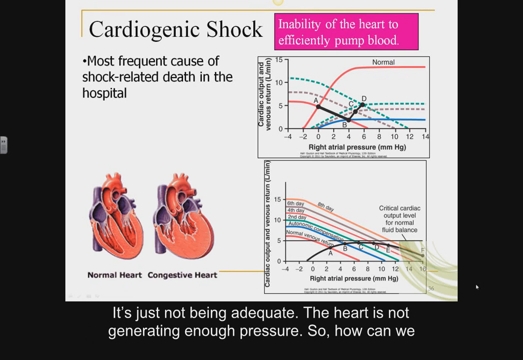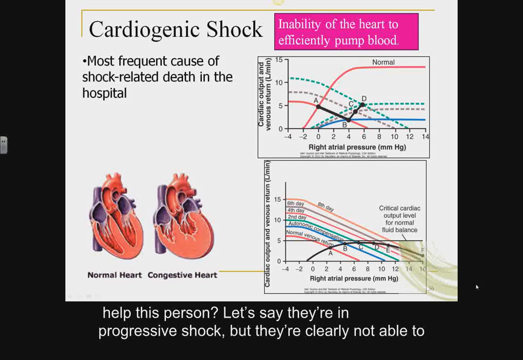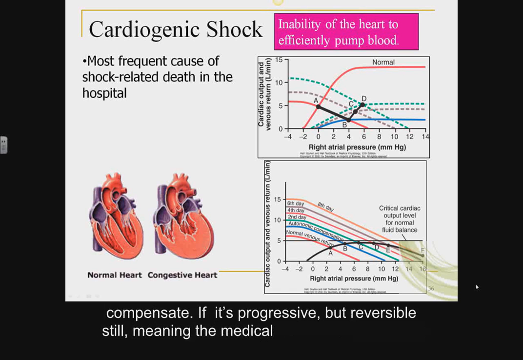This decompensation results from cardiac output never rising back to the critical level that the kidneys need. They need 5 liters per minute. It's just not being adequate. The heart is not generating enough pressure.